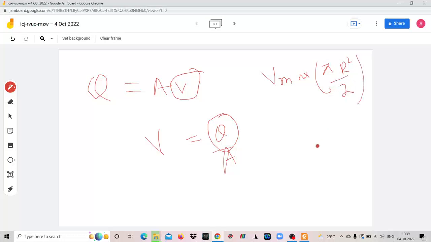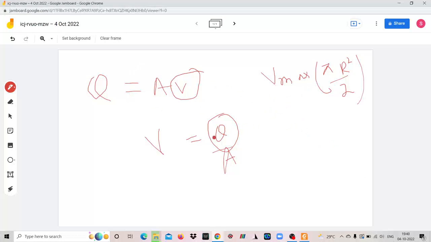Now if you look carefully, V max is the maximum velocity. Maximum velocity into area is the maximum discharge. So half of maximum discharge. So Q is equal to Q max by 2. That is again one important conclusion.